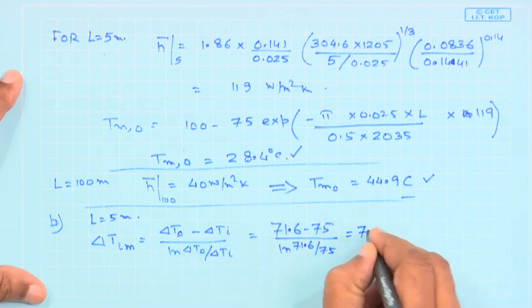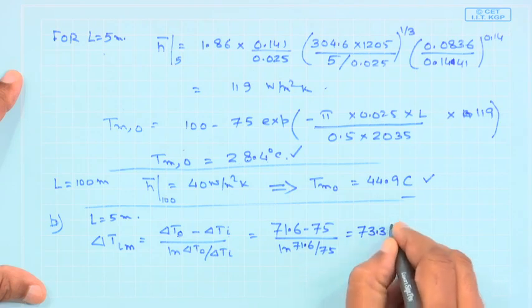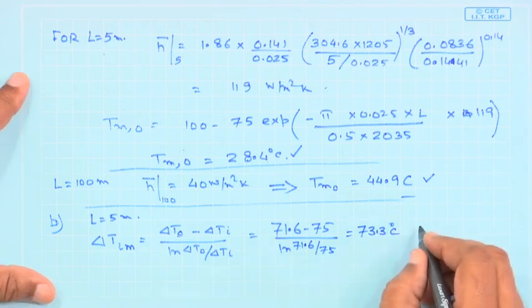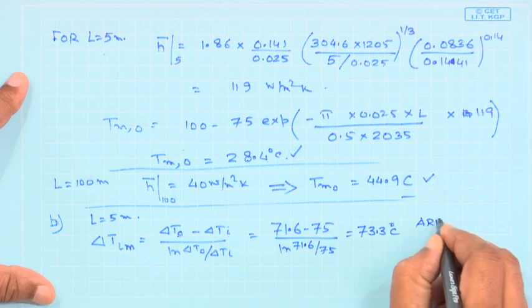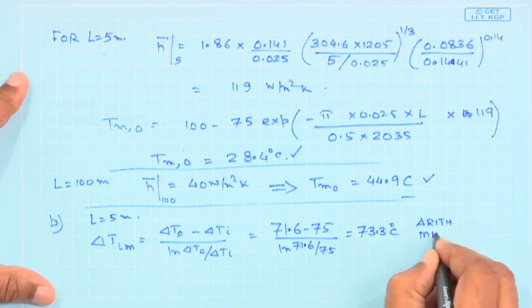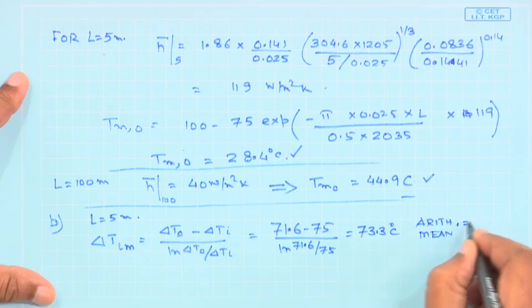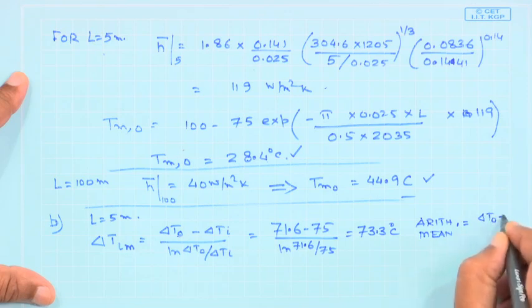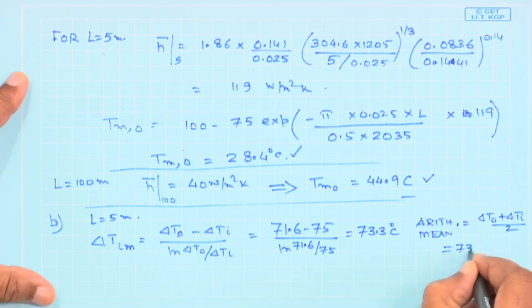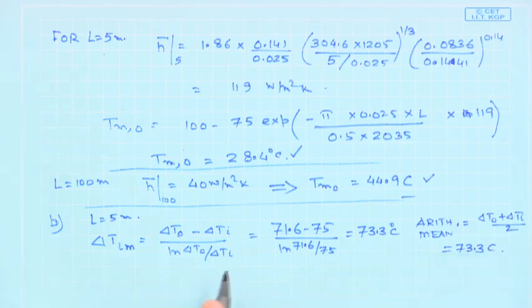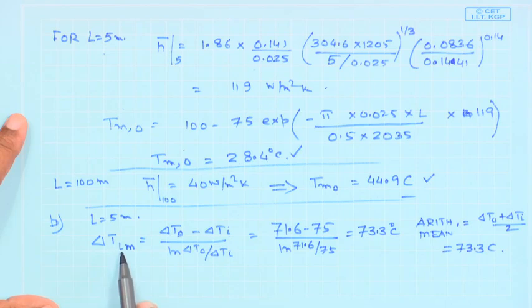So, this you would see turns out to be 73.3 degree centigrade, and if you do the arithmetic mean, which would simply be delta T outlet plus delta T inlet by 2, this is also going to be 73.3 centigrade. So, for a short length we do not see much of any difference between the log mean temperature difference and the arithmetic mean temperature difference, both are equal to 73.